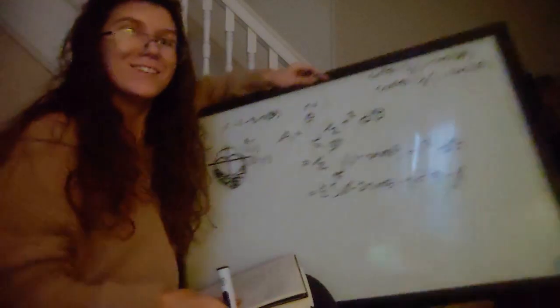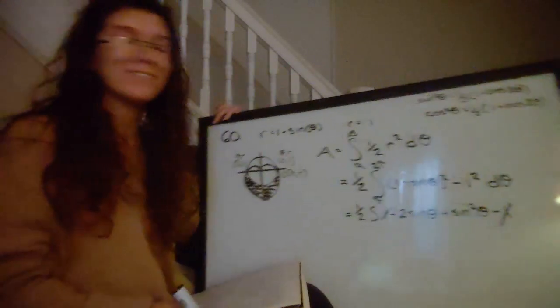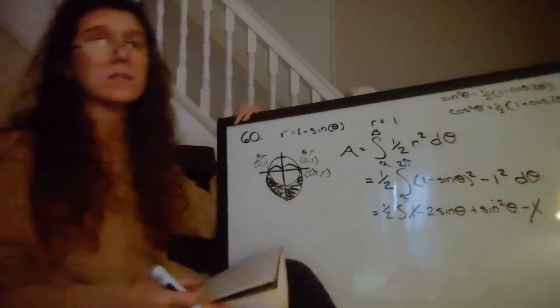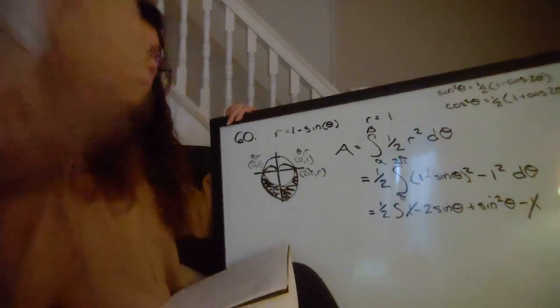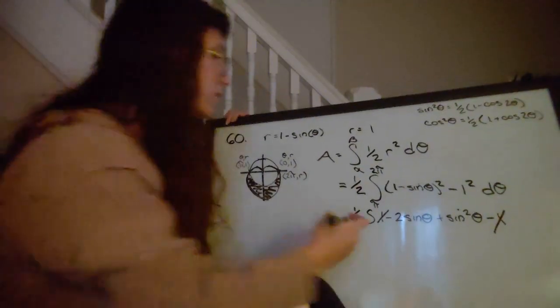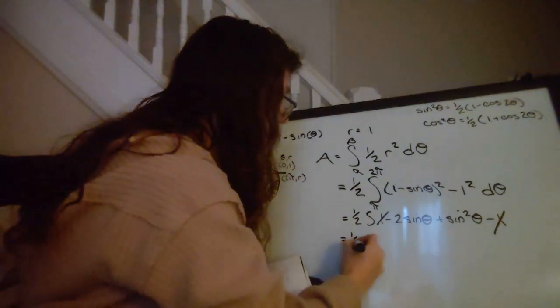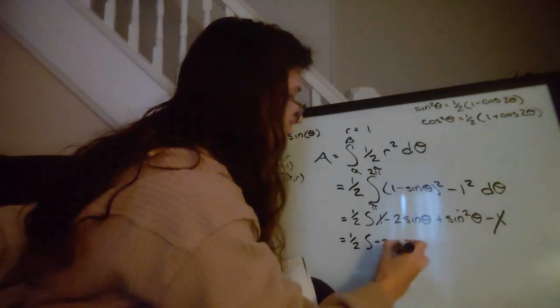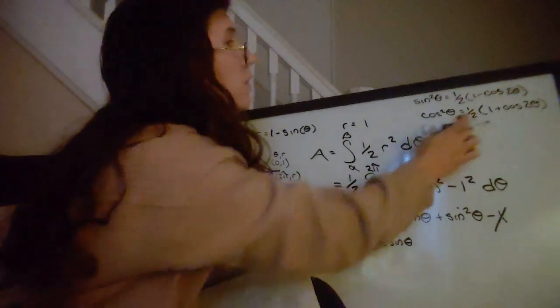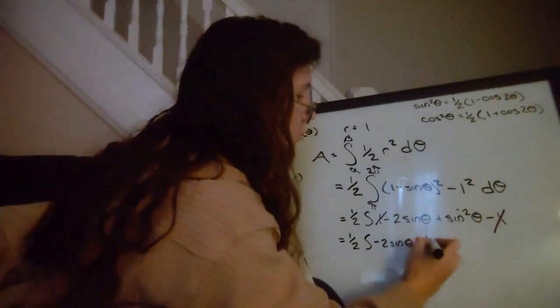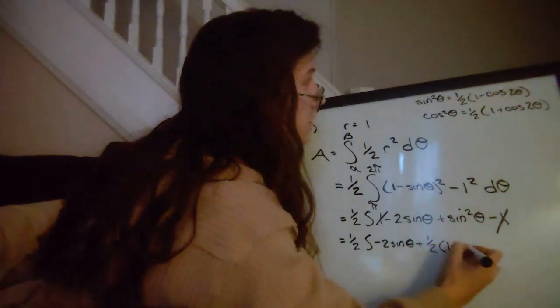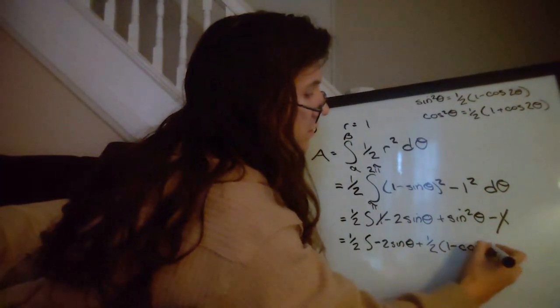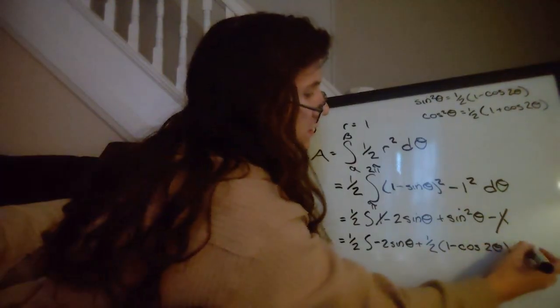Not correctly in the answer key, but in mine they are. And I checked with ChatGPT because that was helping me scan for errors too. So here I'm going to do 1/2 times the integral of negative 2 sine theta plus 1/2 times 1 minus cosine 2 theta d theta.